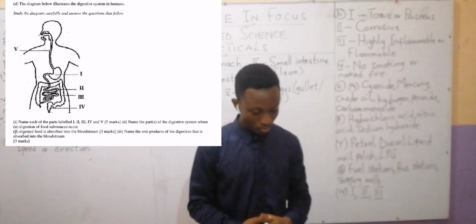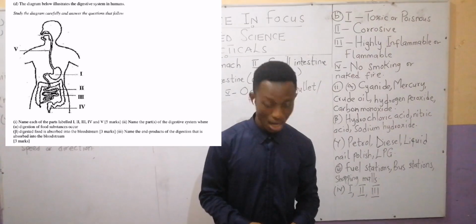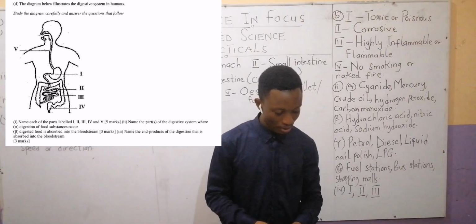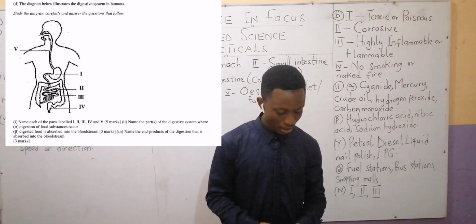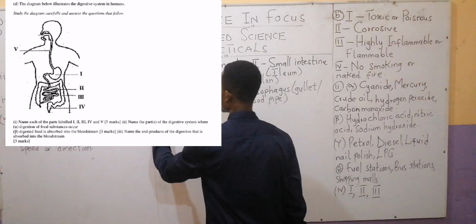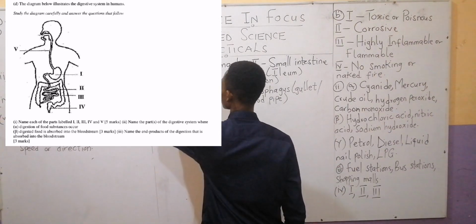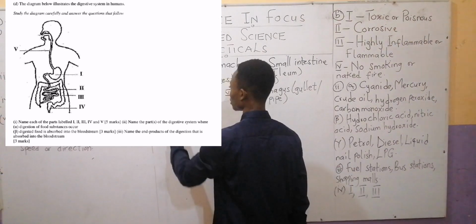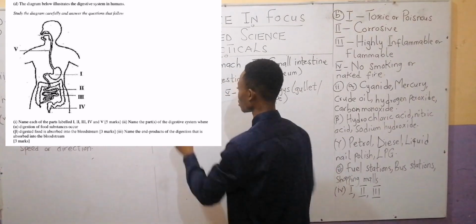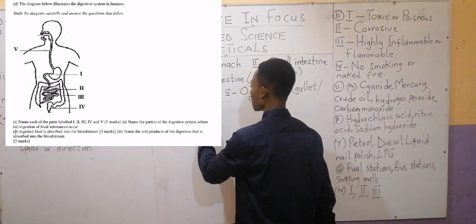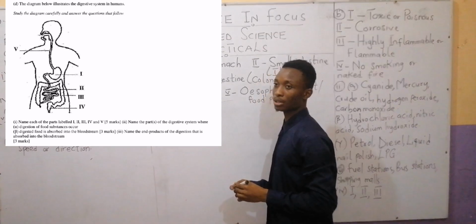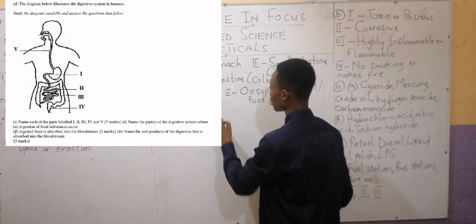Okay, so we are done with I. Now II. Name the parts of the digestive system where, alpha, digestion of food substances occurs. In which part of the digestive system does digestion of food start? The mouth is one. So mouth. We know starch or carbohydrate digestion starts in the mouth.